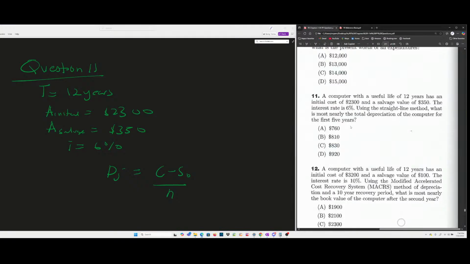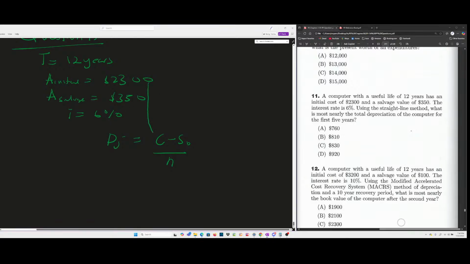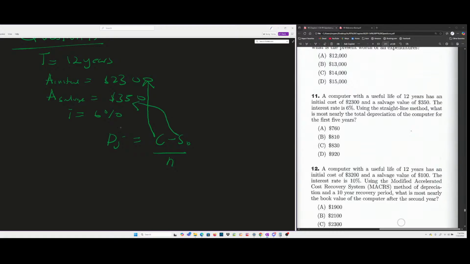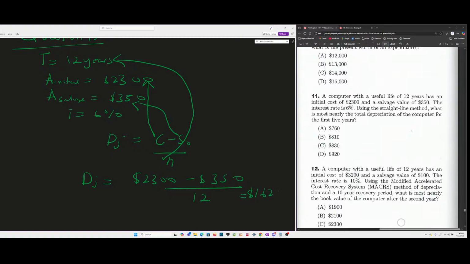So we have this, our initial cost is 2300. Our S, the salvage value, is 350, and N is 12 years. So D of J, the depreciation factor, is going to be 2300 minus 350 divided by 12, which is going to give us 162.5.